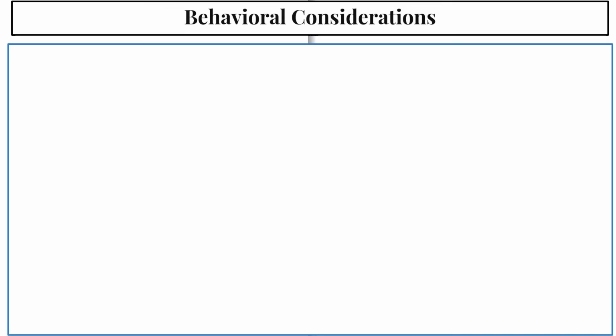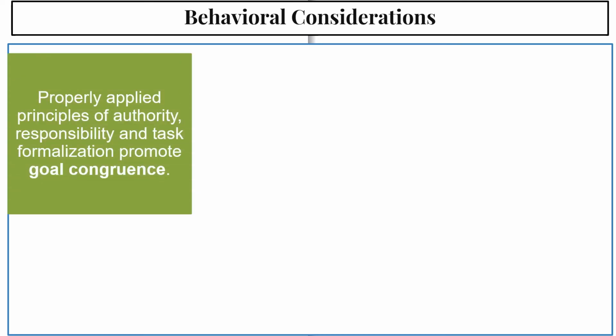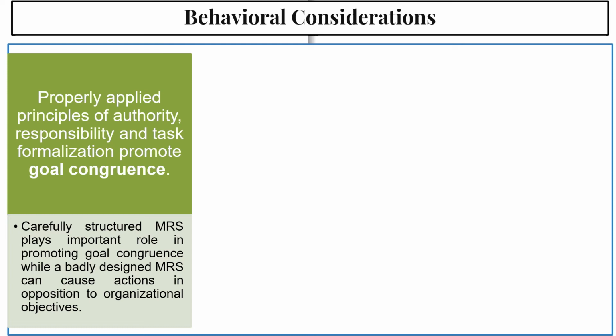Now let's talk about behavioral considerations for the management reporting system. First, properly applied principles of authority, responsibility, and task formalization promote a goal of congruence or similarity. So carefully structured management reporting systems play an important role in promoting goal congruence, while a bad design of a management reporting system can cause action in opposition to the organizational objectives.